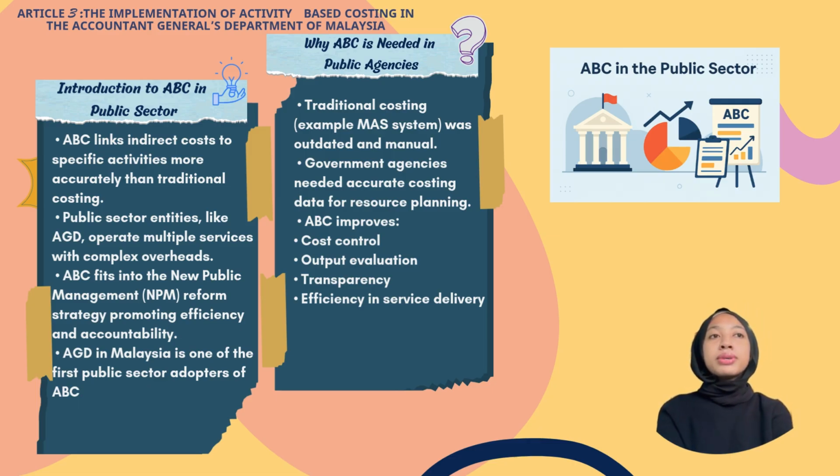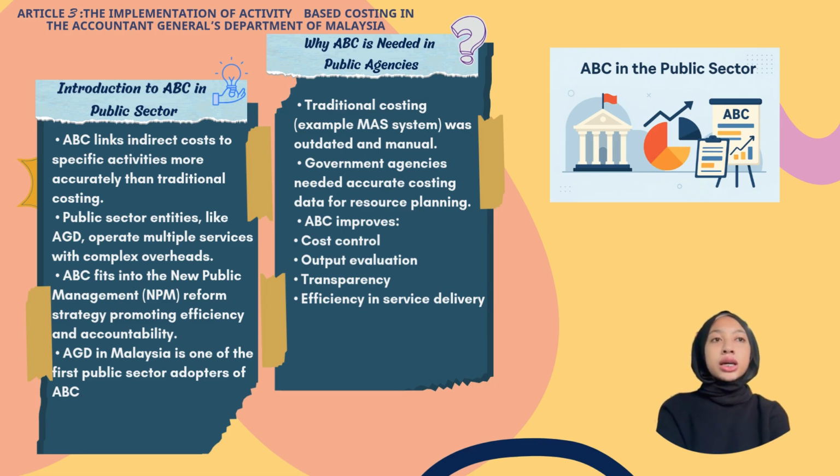Activity-based costing, or ABC, is a method that links costs directly to the activity that drives them. Unlike the traditional costing system, ABC provides a more accurate view of where and how resources are consumed. This is especially relevant in public agencies like AGD, which often provide multiple services with complex overhead. The goal was to improve internal cost visibility, streamline service, and better manage resources.